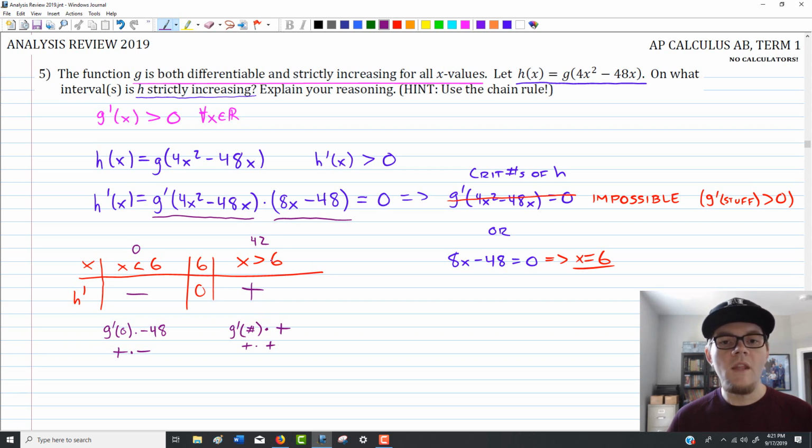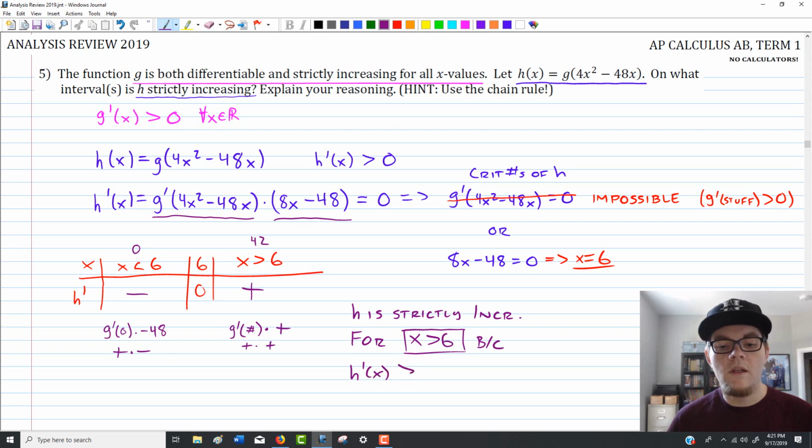Now from here, we were interested in finding where h is strictly increasing. So h is strictly increasing for wherever this is. So we'll say for x greater than 6. And our reason would be because h prime of x is greater than 0. So there is our work and our explanation.